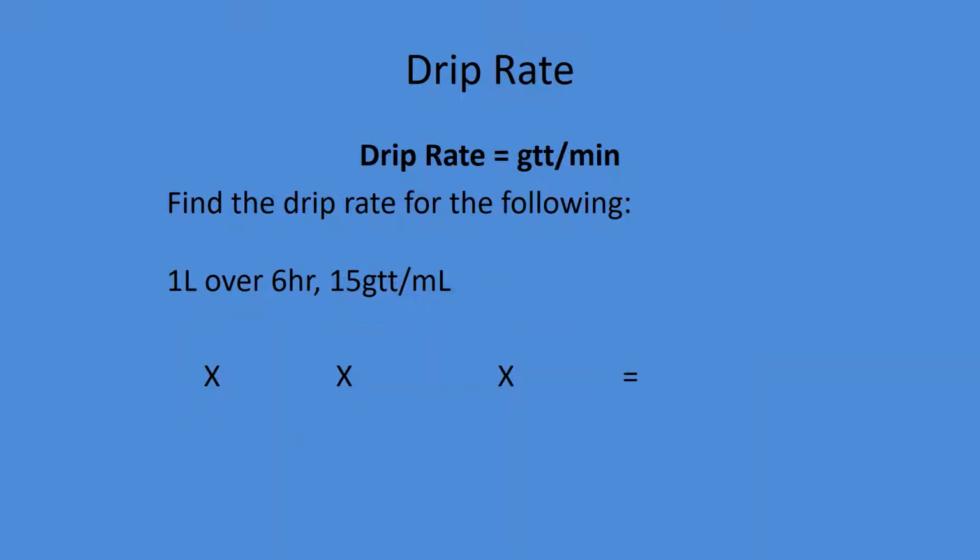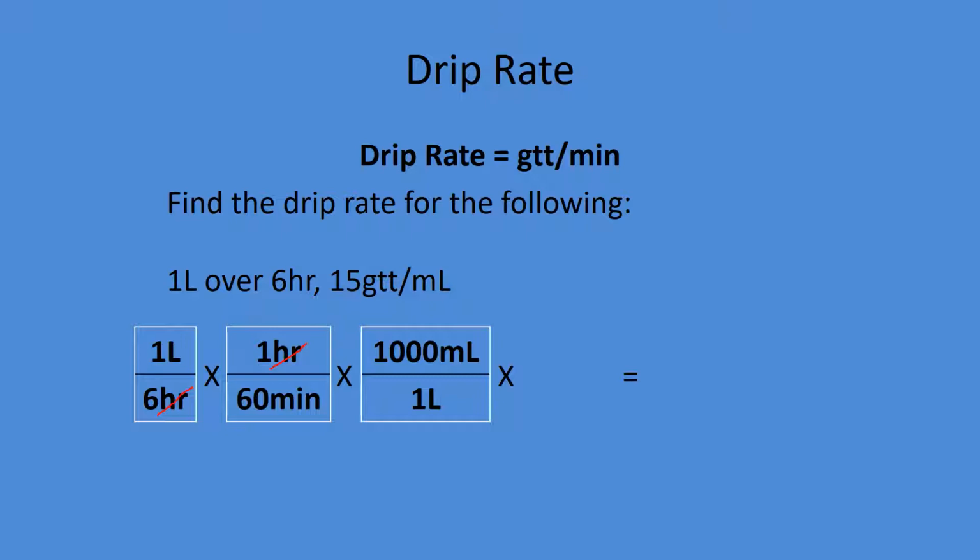All right, let's try this one. So remember, we need to be in the correct units for flow rate. So we have a liter. We'll need to change that eventually to mLs. All right, so step one, let's change the time. Divide by 60 minutes. I change the volume to mLs, and then we're going to multiply by the drip factor. In this case, it's 15 drops per ml.